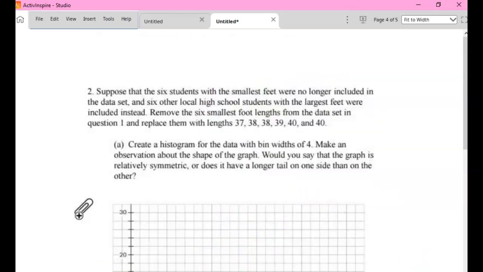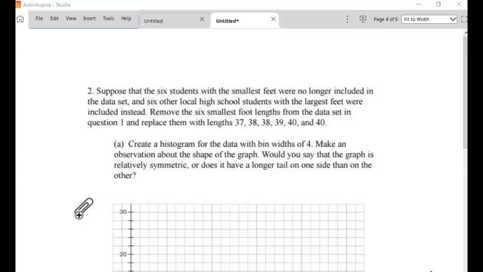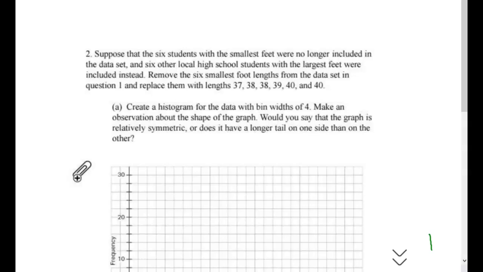Okay, so how are we going to change this? What are they saying? What does it say? Suppose the 6 with the smallest feet were no longer included. Okay, so we're going to get rid of all the people with the smallest feet.